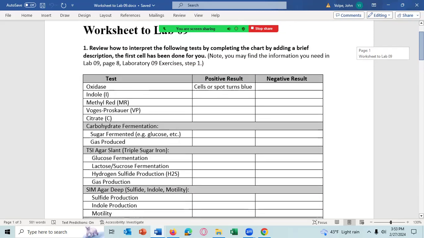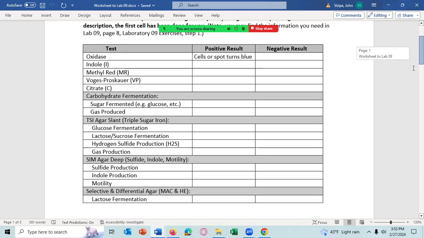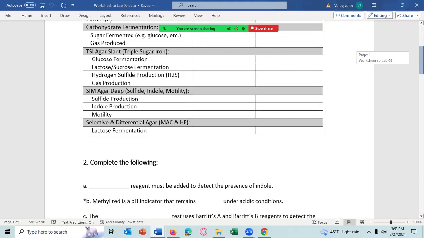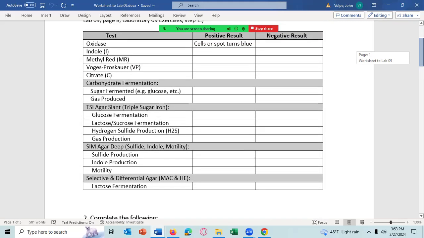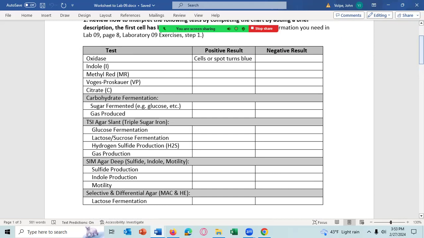Any question about question number 1? You do need to fill in both the positive and the negative result. I do have a question, Dr. Volpe. Uh-huh. So under the selective and differential agar for the MAC and the HE, are we to list the results for each MAC and HE for the lactose fermentation? Well, the negative result, you can just say no color change. You should do it for both, but if you only have it for one, I won't mark it wrong. So you could do just the MAC or the HE. Okay, thank you.